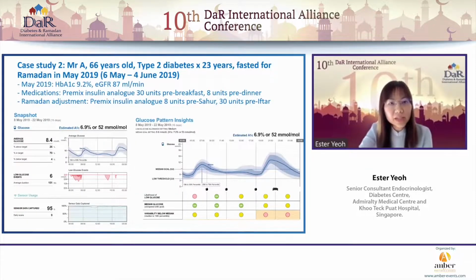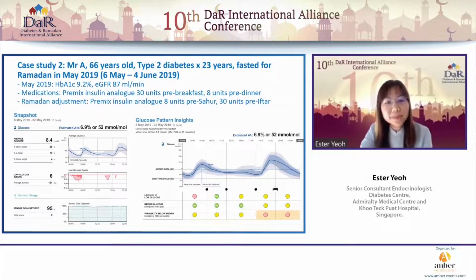So in case study 2, let's look at Mr. A. He's a 66-year-old, type 2 diabetes for 23 years and fasted for Ramadan in 2019. His baseline HbA1c is 9.2%, so suboptimally controlled. Kidney function is all right as well, with eGFR of 87. His baseline medication is premixed insulin analog, 30 units pre-breakfast and 8 units pre-dinner.